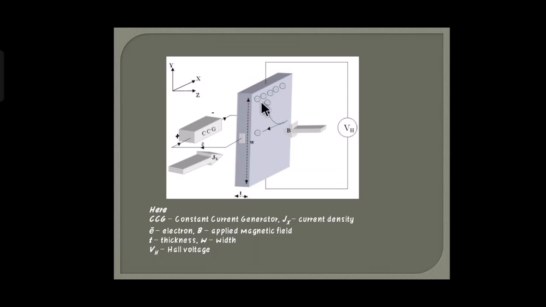So we can get the direction of the electron drift by using Fleming's left hand rule. Here B is the magnetic field, Jx is the current density, the thickness of the semiconductor material, or simply the conductor, is given by T, and W is the width, and Vh is the Hall voltage which occurs during the Hall effect process.